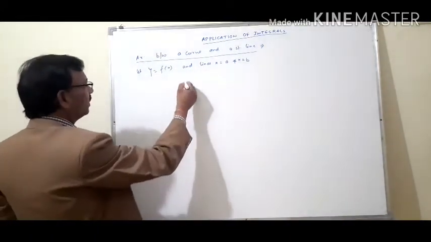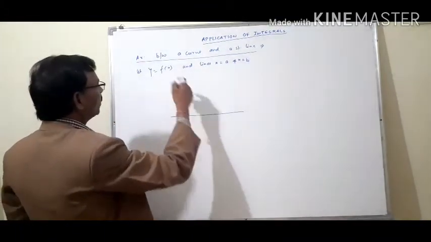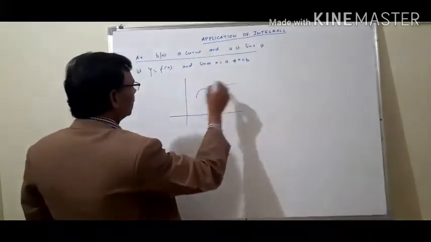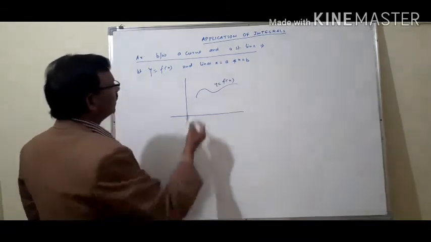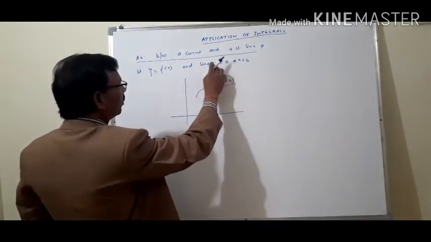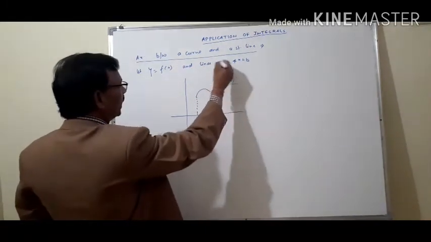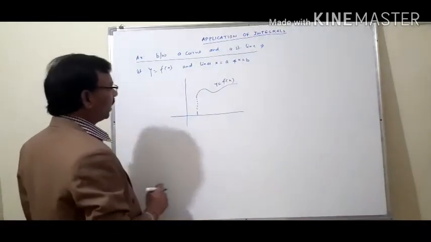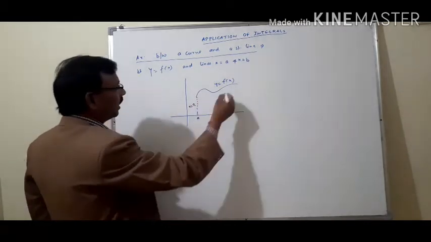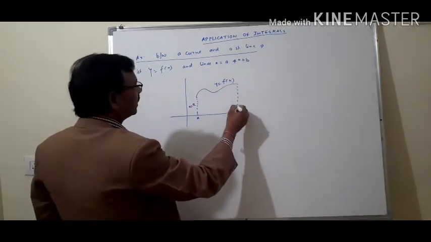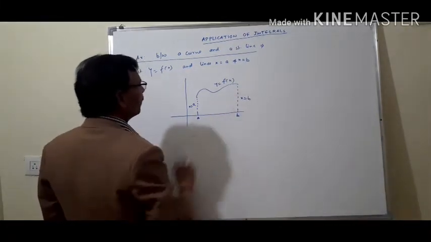First we draw the graph of this curve and the lines. Since this is y equal to f of x, suppose this is the graph of y equal to f of x, and x equal to a is a line. Suppose this is the point A. Since x equal to a is the equation of a line parallel to the y-axis, suppose this is x equal to a, and suppose this is b, that means this is x equal to b.